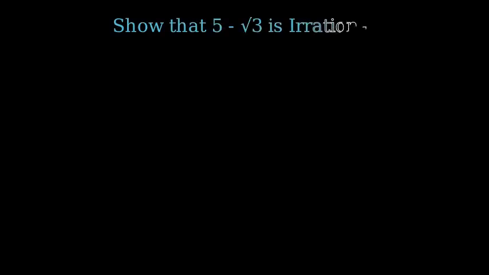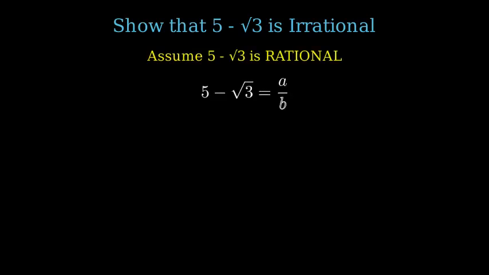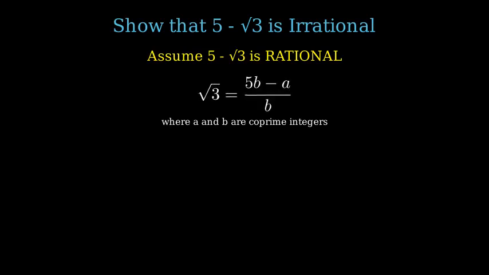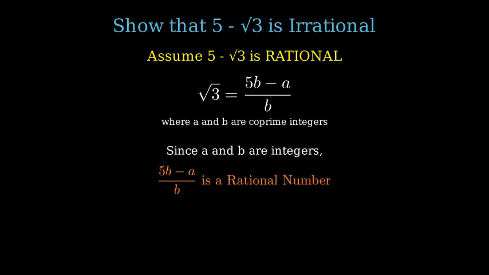Example 6. Prove that 5 minus the square root of 3 is an irrational number. We use the method of contradiction. Assume that 5 minus root 3 is rational. Then we can write 5 minus root 3 equals a over b, where a and b are coprime integers, they have no common factors. Rearranging, root 3 equals 5 minus a over b.